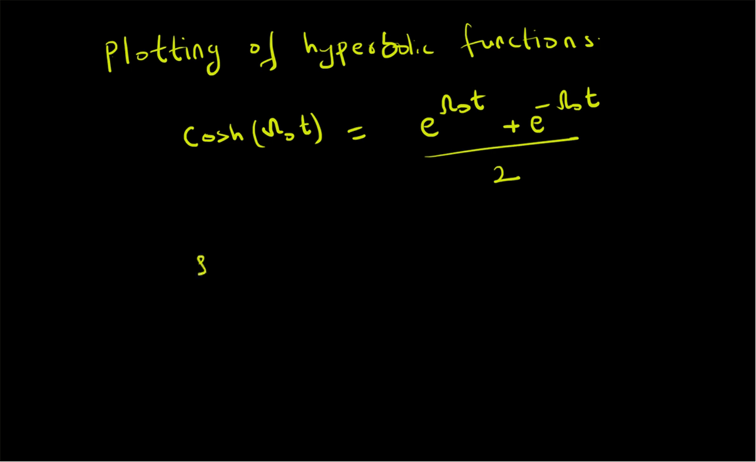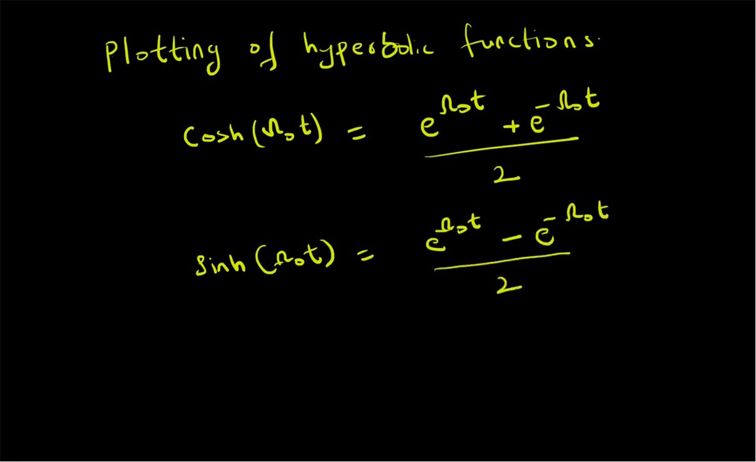Similarly, we can also define sin h function, sin h of omega naught t, as e power omega naught t minus e power minus omega naught t. So the average is the cos h function, and then the half of the difference is the sin h function. Now let us plot these functions or signals with respect to time using Matlab.